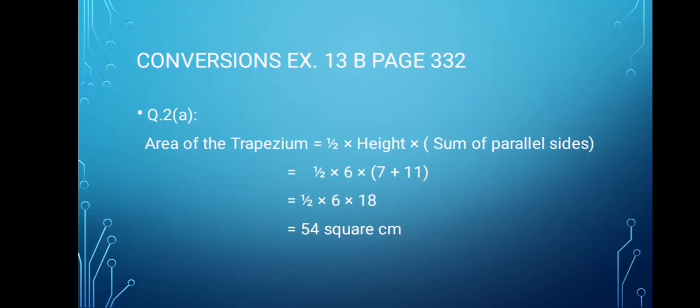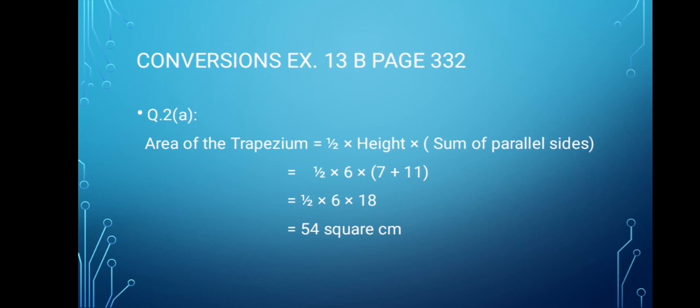Now let's have a look at question number 2 on the same page in the same exercise. We have to calculate the area of the trapezium, and some data is given in part A. The height of the trapezium is given as 6 and the two parallel sides are given as 7 and 11. And how will you identify the two parallel sides? You can see an arrow is there on both the sides, so this indicates that these two sides are parallel to each other. Now I have to substitute these values, which are given in question 2 part A, in this formula in order to calculate the area of the trapezium.